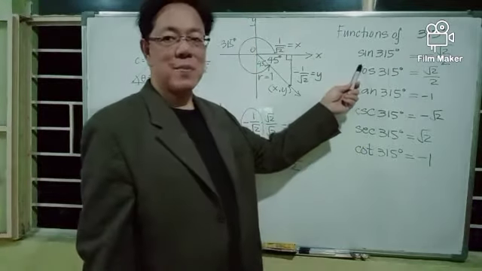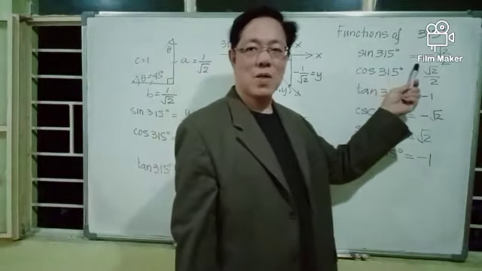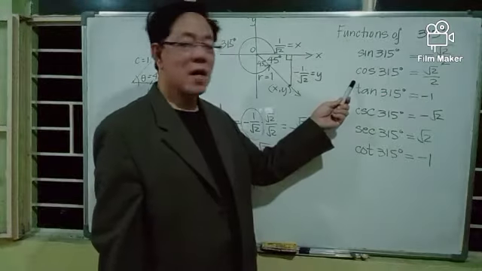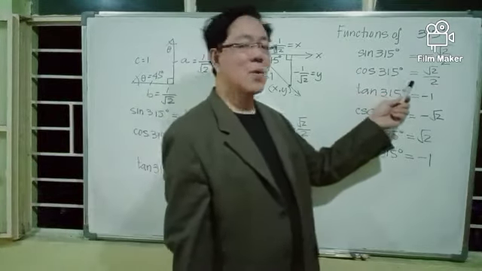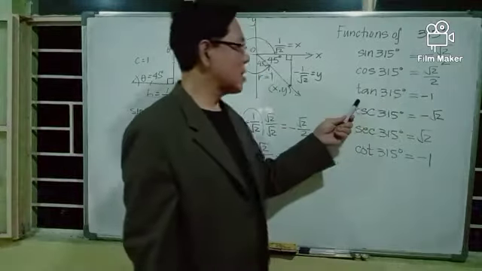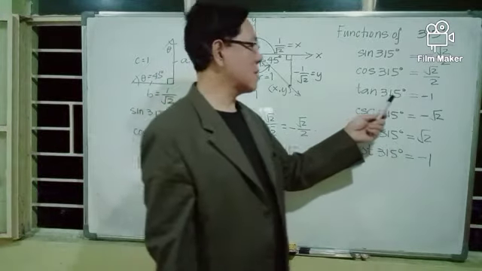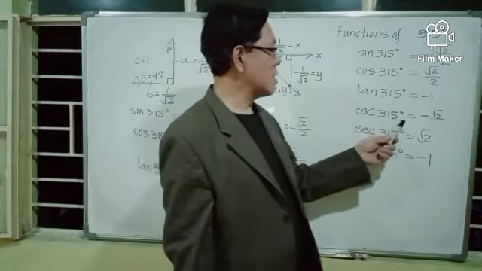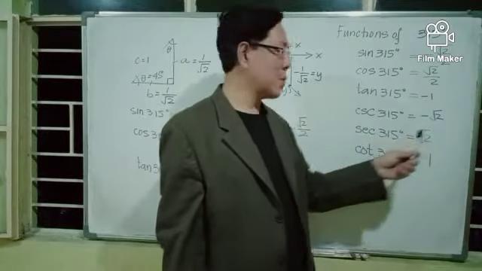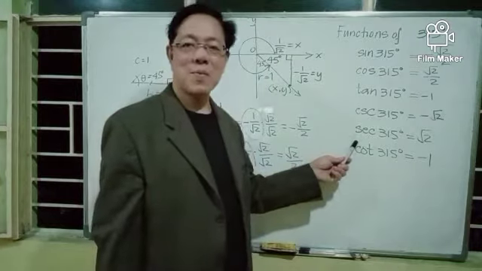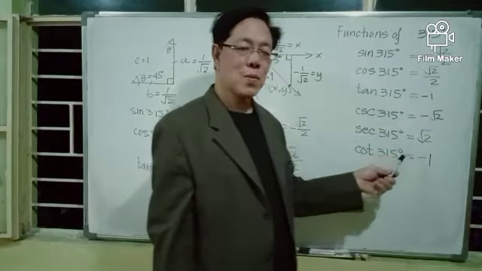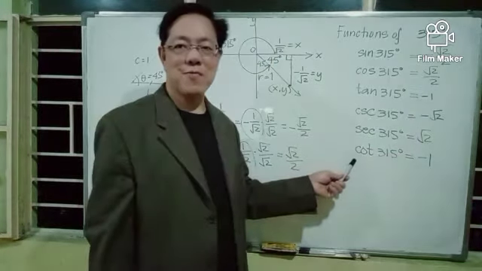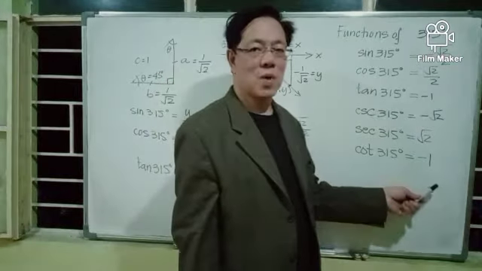Sine of 315 degrees equals negative square root of 2 over 2. Cosine of 315 degrees equals square root of 2 over 2. Tangent of 315 degrees equals negative 1. Cosecant of 315 degrees equals negative square root of 2. Secant of 315 degrees equals square root of 2. And cotangent of 315 degrees equals negative 1.